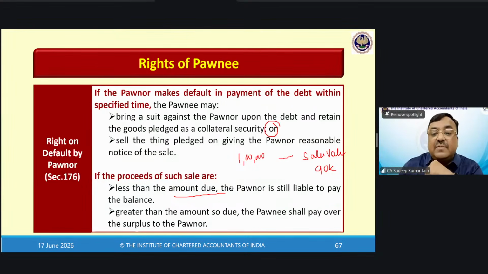But if the sale value is suppose 1,20,000, then pawnee shall pay the extra amount to the owner. Yani he has to pay 20,000 to the owner, surplus amount.